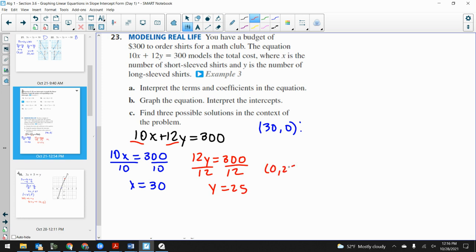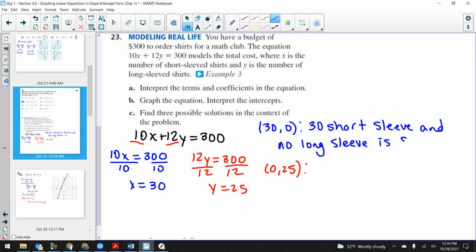So 0 comma 25. Can somebody tell me what my x-intercept 30 comma 0 represents? What is my interpretation of that? Will equal what? $300, right? So 30 short sleeve and no long sleeve is $300.